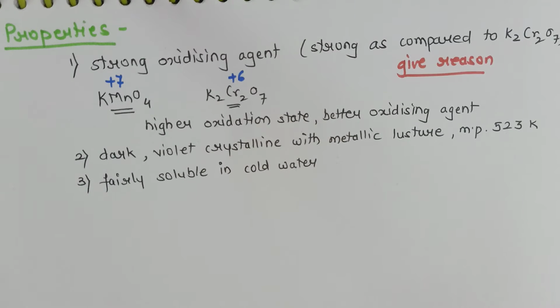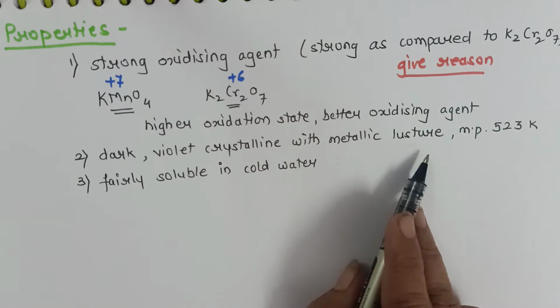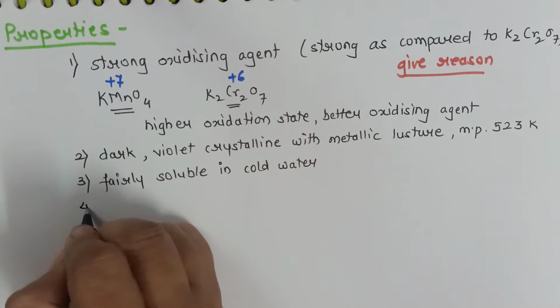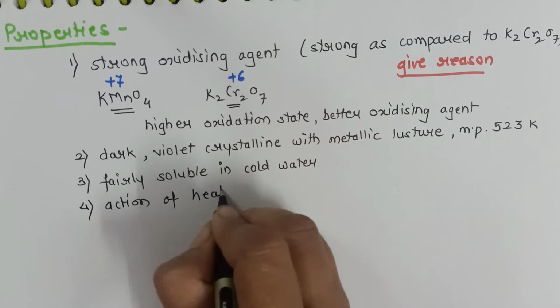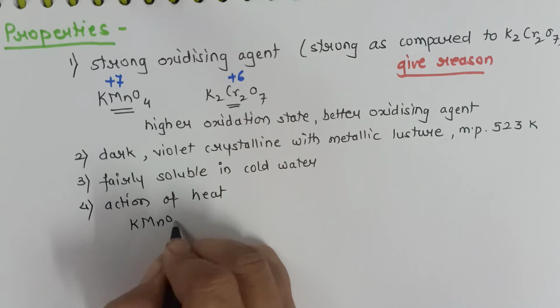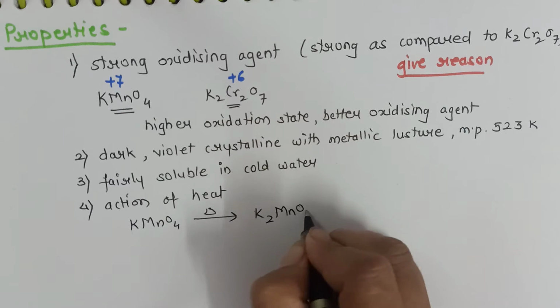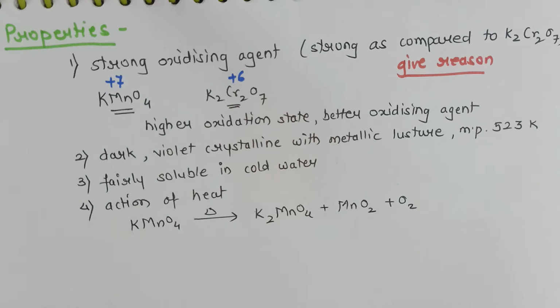Other properties of potassium permanganate include that it's a dark violet crystalline solid with metallic luster, with melting point 523 Kelvin. It is fairly soluble in cold water. Now let us see the action of heat on potassium permanganate. Potassium permanganate when heated decomposes to potassium manganate K2MnO4 plus MnO2 and oxygen. Now this reaction may look similar to the disproportionation reaction of manganate ion, but it is a different one. Let us balance it.